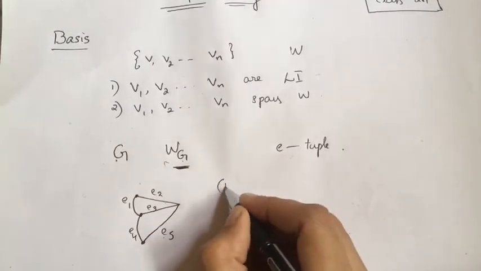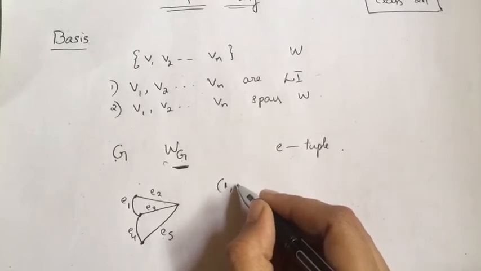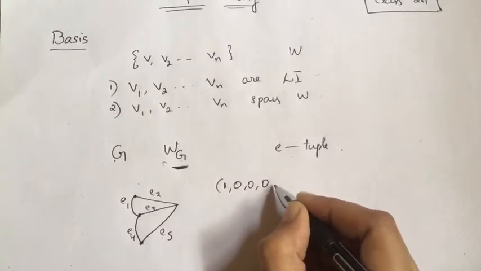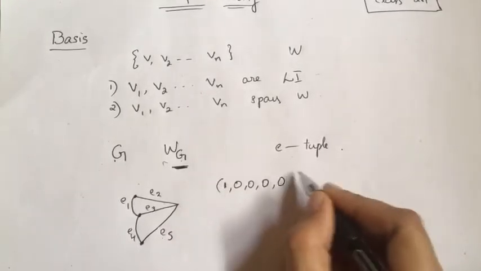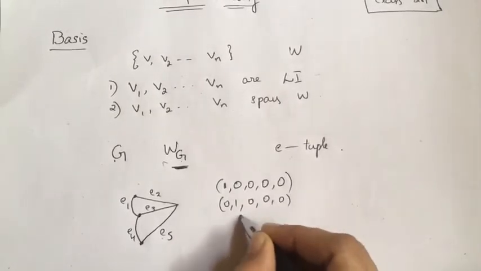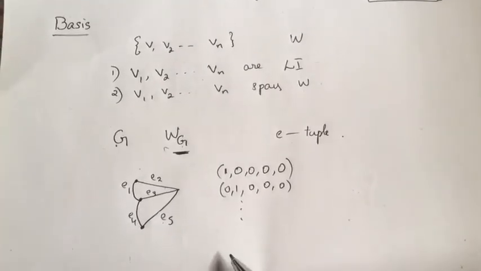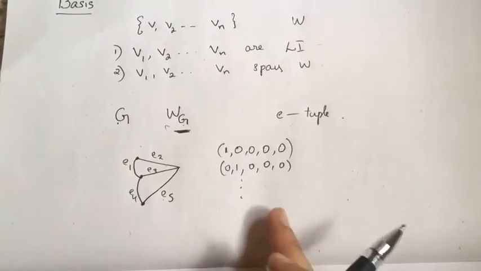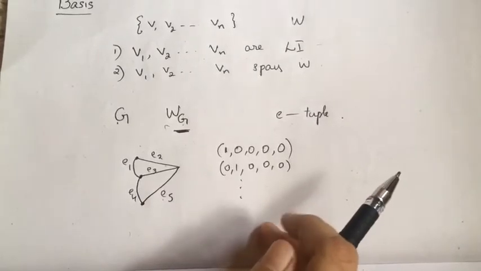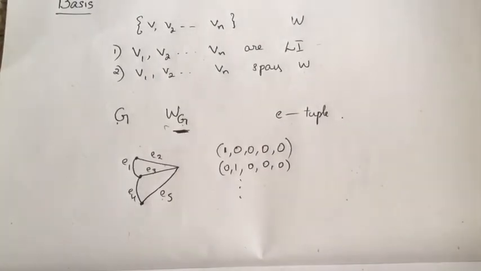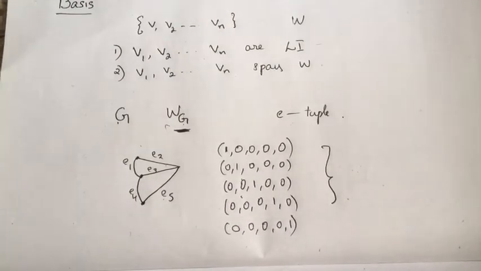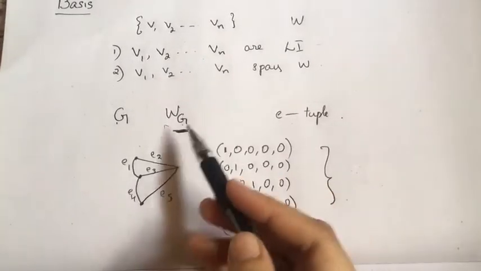That is, the first one is an E tuple. There are 5 edges. If I consider only the first edge as a subgraph, the vector is 1, 0, 0, 0, 0. Likewise, if I have only edge E2, only E3, only E4, only E5, they form the natural basis for the vector space WG. These are the vectors which form a basis for WG.